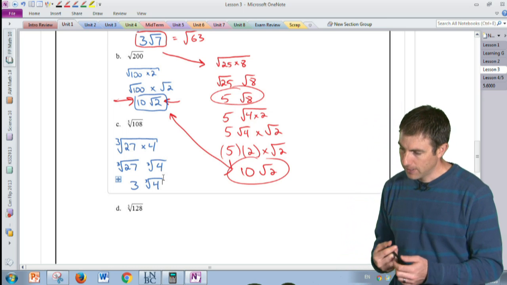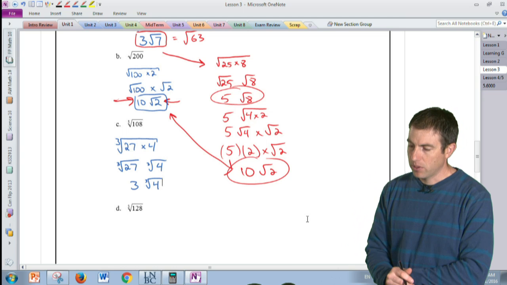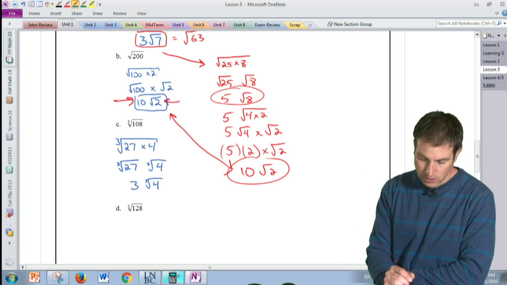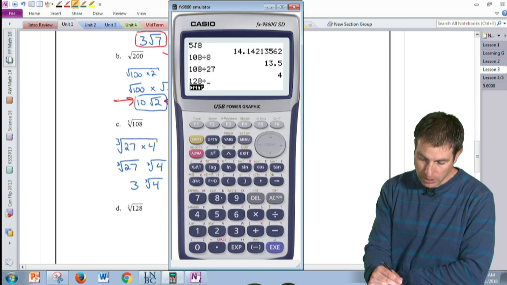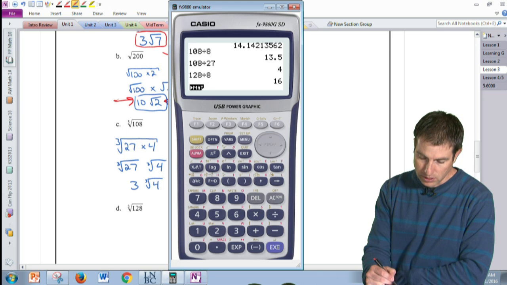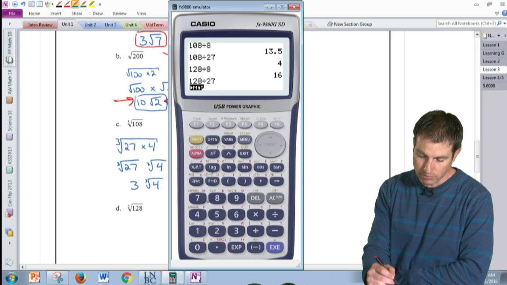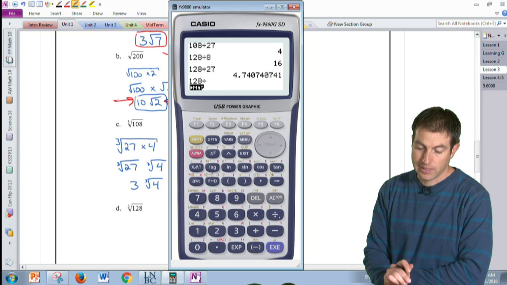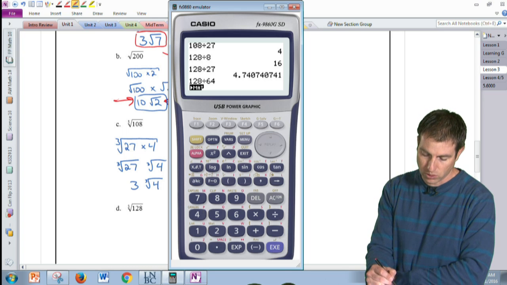Let's look at the next one. 128. Again, I don't remember the largest perfect cube that goes into 128. So let's just check a few. 128 divided by 8 is 16. Maybe I'm going to go with 8. Let's see if there's any bigger ones. 128 divided by 27. Nope, that doesn't work. 128 divided by 4 times 4 is 16 times 4 is 64. So does 64 go in there?